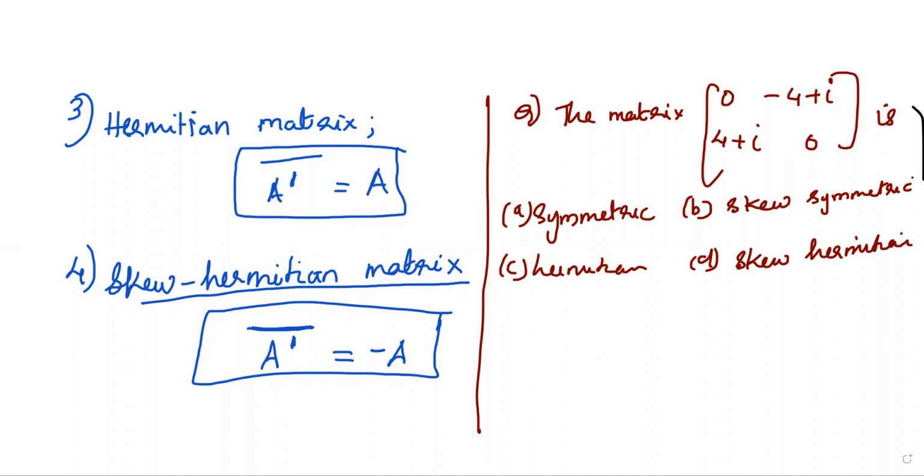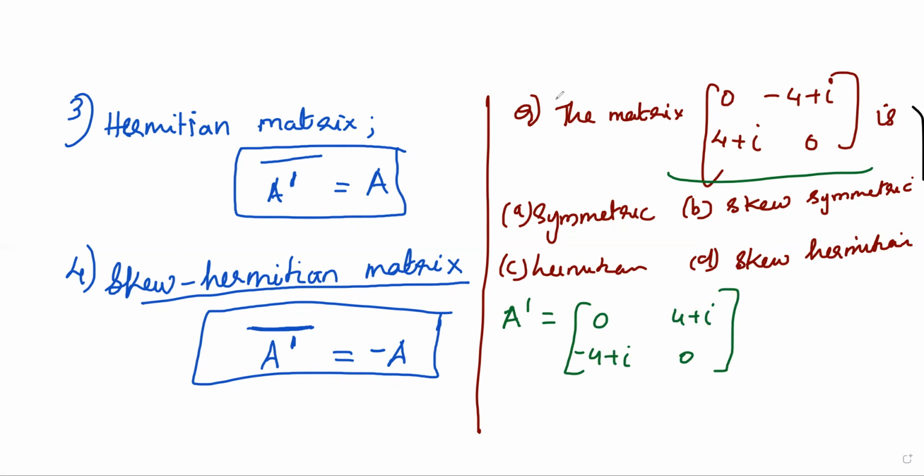Okay, so first let's check this matrix. So what is the matrix? 0, minus 4 plus i, 4 plus i, 0. So if I take a transpose, what I'll get? 0, minus 4 plus i, 4 plus i, 0, isn't it? This is the matrix. Now listen, A here is A transpose. Is A same as A transpose? No, that is not true. So this is not a symmetric matrix.